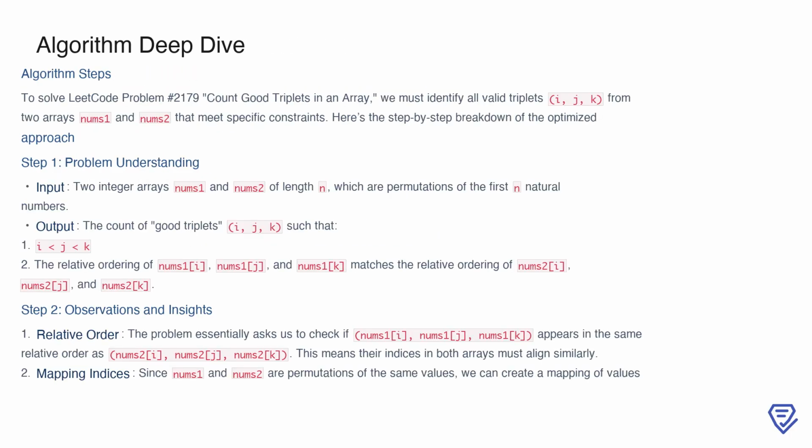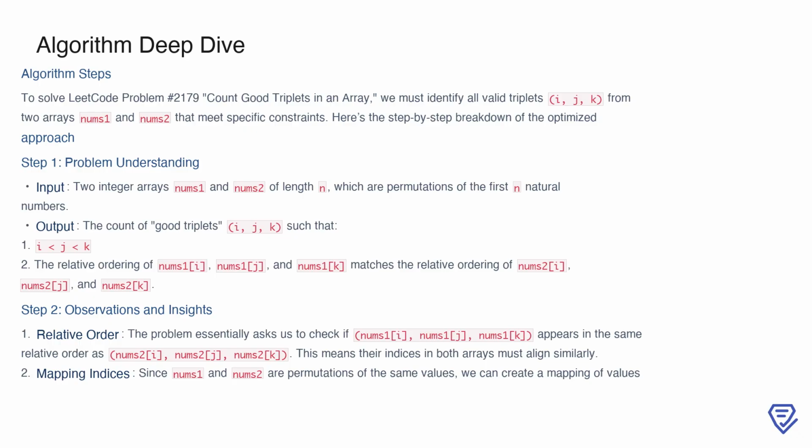To solve the problem of counting good triplets, we begin by understanding the input and output requirements. We are given two integer arrays, nums1 and nums2, both of length n. These arrays are permutations of the first n natural numbers. Our task is to count the number of triplets (i, j, k), where the indices satisfy i < j < k, and the relative ordering of the elements in nums1 matches the relative ordering of the corresponding elements in nums2. This means that the sequence of values at indices i, j, and k in nums1 must align in the same relative order as the sequence at the same indices in nums2.